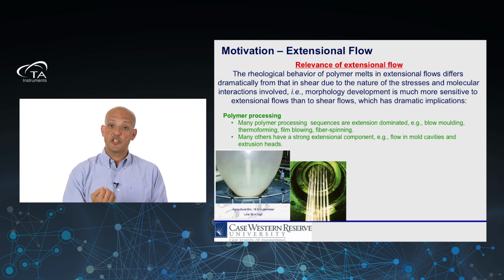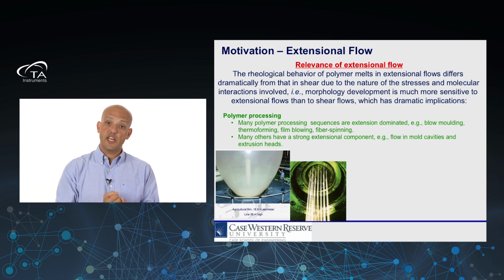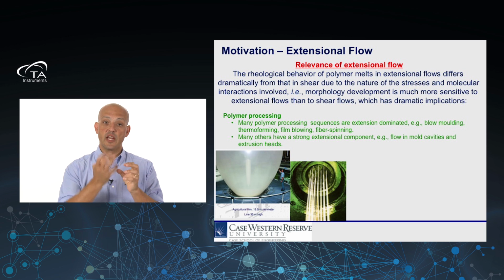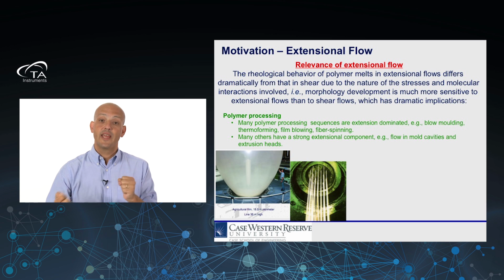Another example at a much lower scale now, for example, fiber spinning. In this case, we have multiple strands, dozens of strands of polymer coming out of a die, and these are highly stretched upon exiting the die. The idea here is that the polymer chains are highly oriented in the stretching direction and will become mechanically much more resistant.